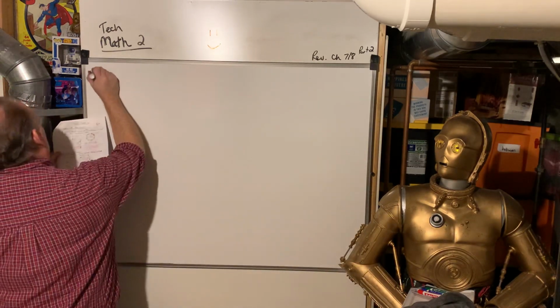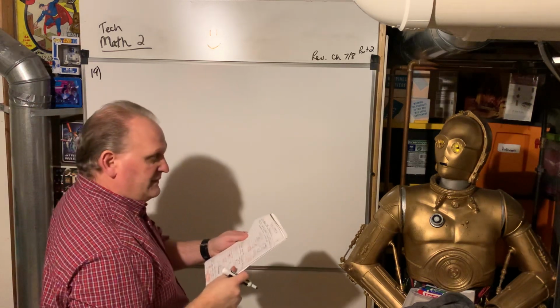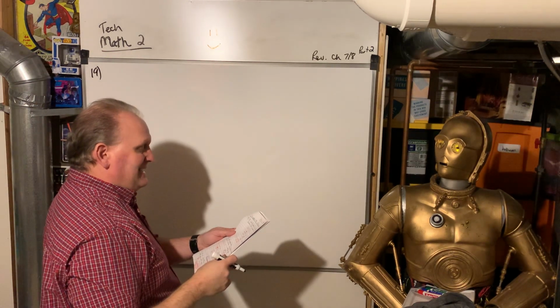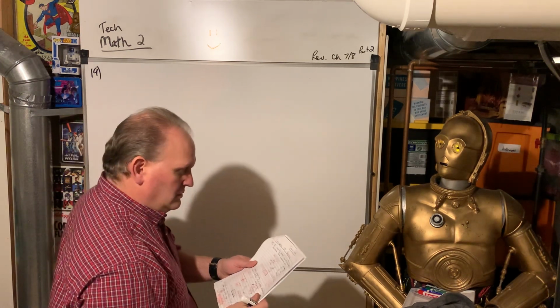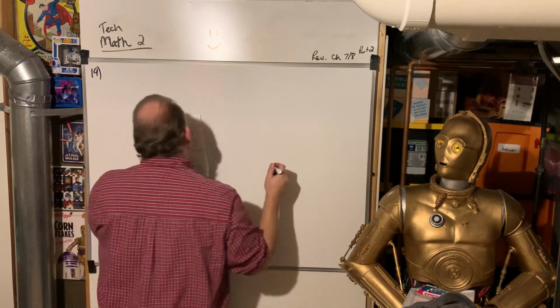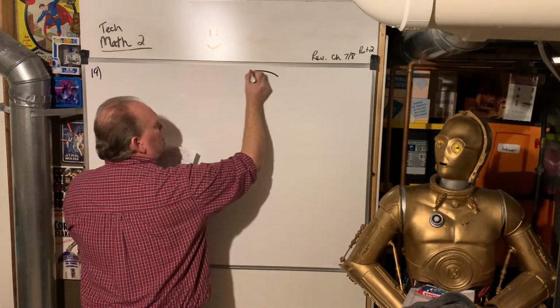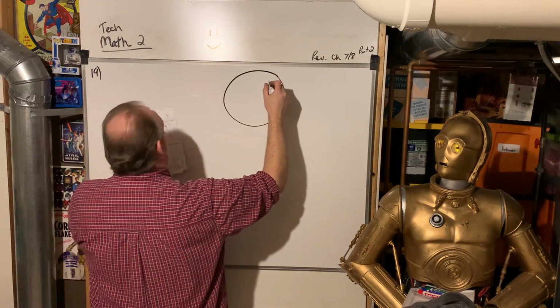Okay, so number 19. 8 equally spread holes on the circumference of a circle. Radius is 25.6 inches. Find the distance from each hole. Oh, all right. Well, this isn't bad then. Let's see. We'll do a circle. We've got 8 evenly spaced.